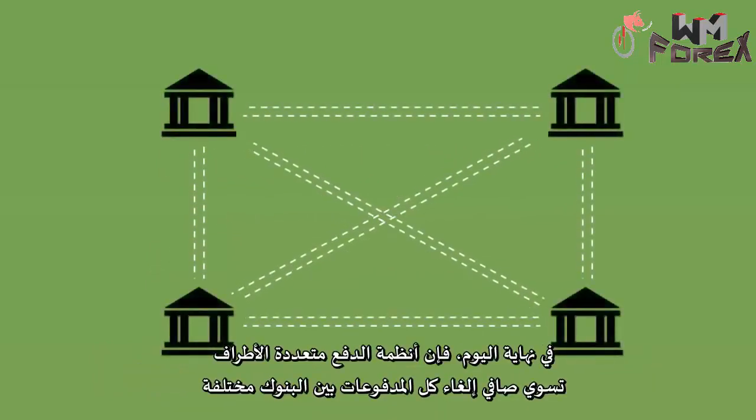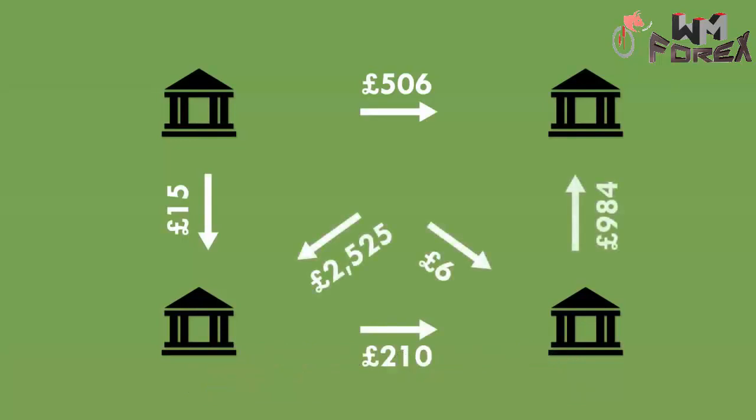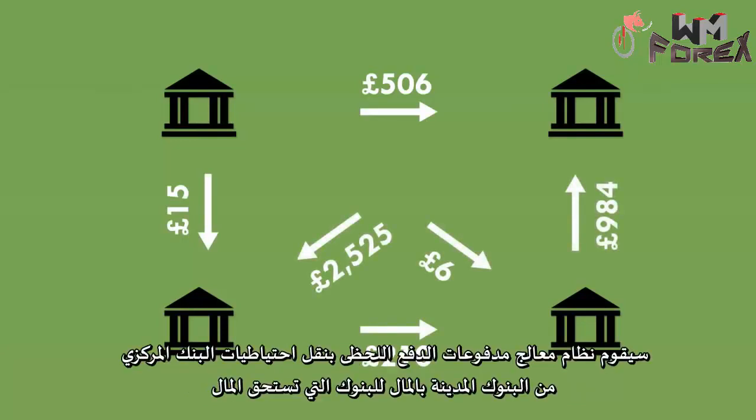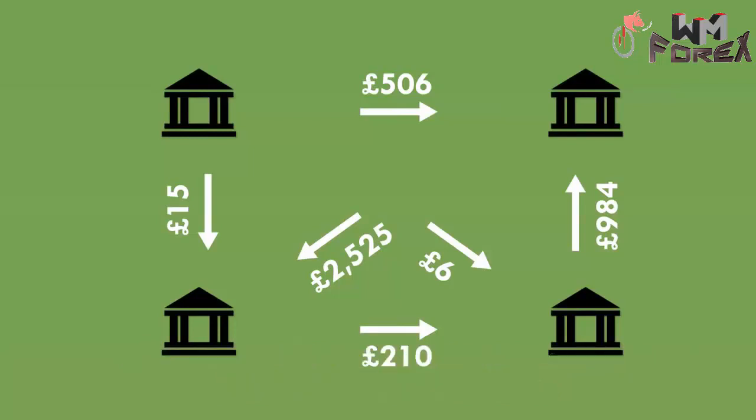So, at the end of the day, the multilateral net settlement payment systems will cancel out all the smaller payments between different banks, and then they'll tell the real-time gross settlement processor how much the net differences owed between the banks should be. The RTGS system will then transfer the central bank reserves from the banks that owe money to the banks that are owed money.